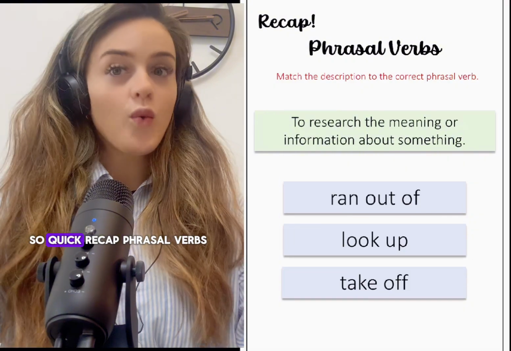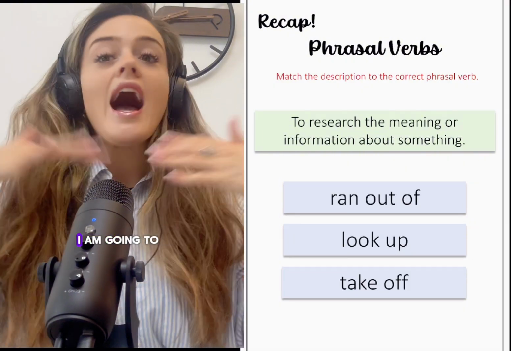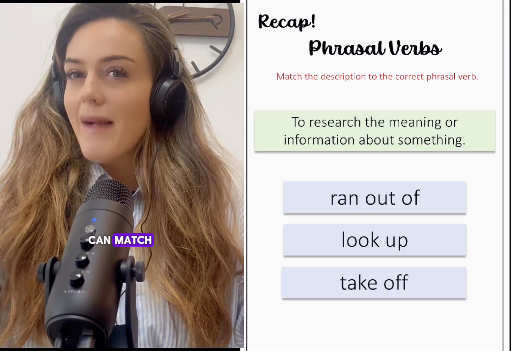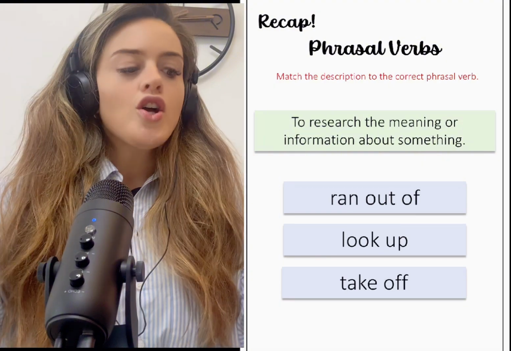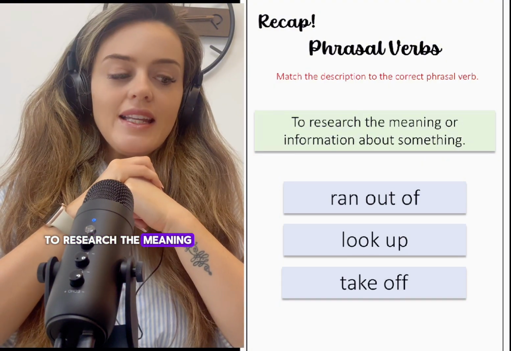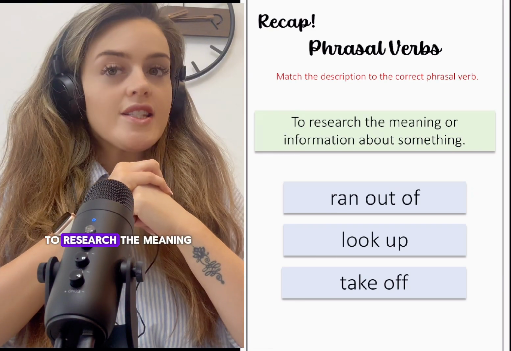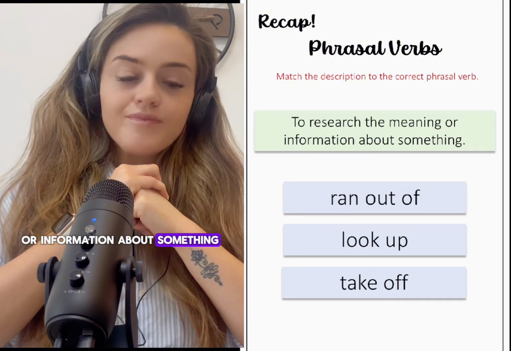So, quick recap. Phrasal verbs. This is what we covered last week. I am going to read a description to you, and I want you to see if you can match the phrasal verb that this correlates to. So, the description is this: to research the meaning or information about something.